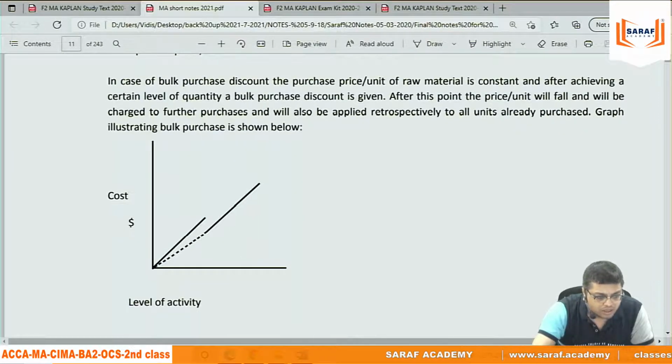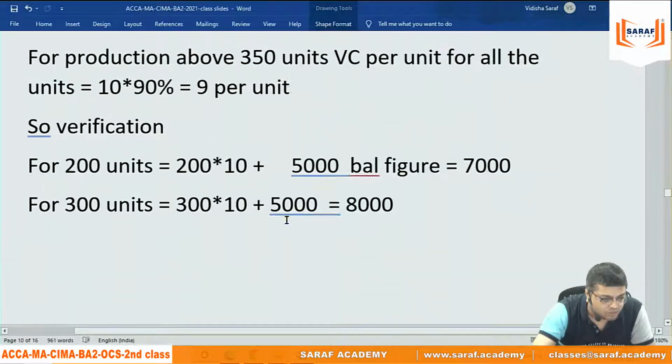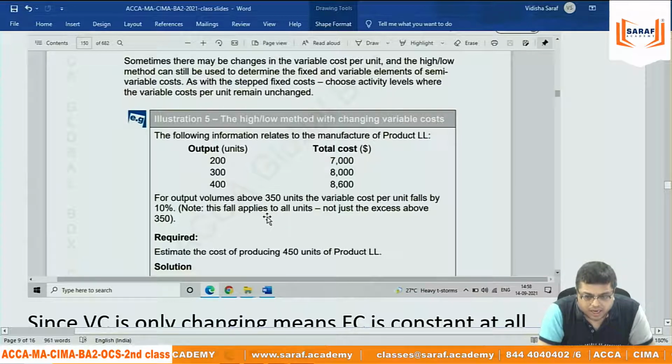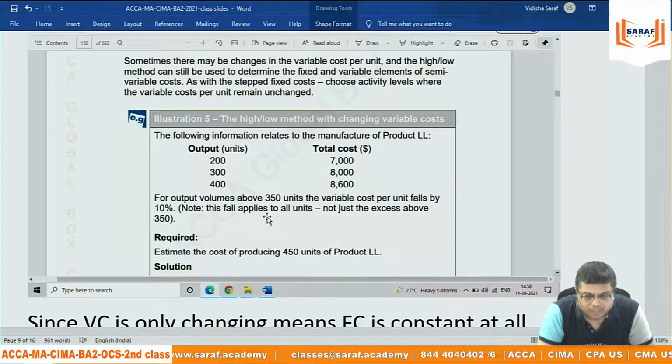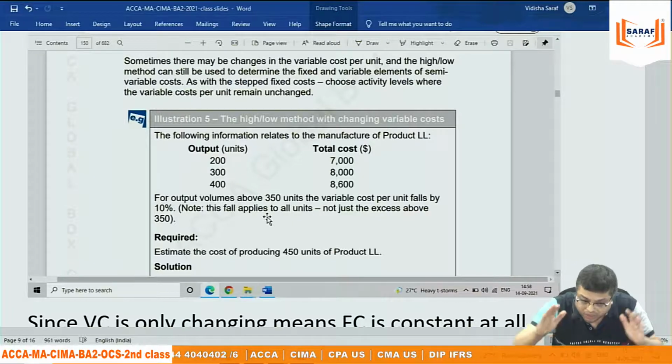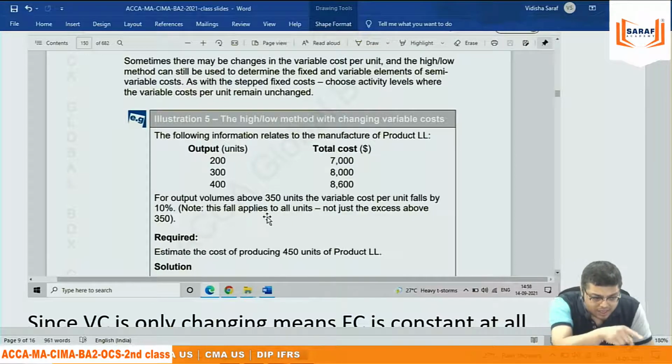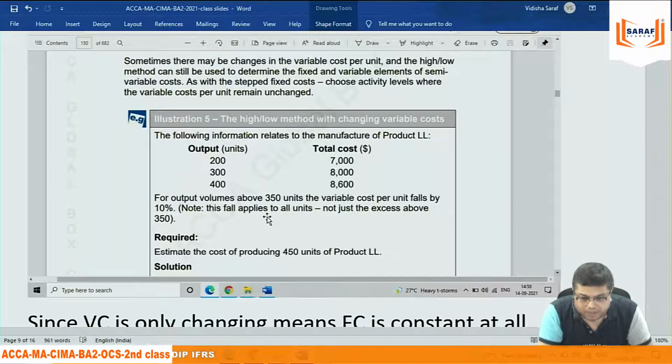This is the question we just did. This one was saying that up till 350 units, variable cost per unit is something. For beyond 350 units, the variable cost per unit will be 90%, not only for the units beyond 350, but for all the units. The variable cost per unit in this example was $4 per unit. But if the production is 350 plus, then it was 4 into 90%, 3.6, not only for 351, 1 to 350 also.